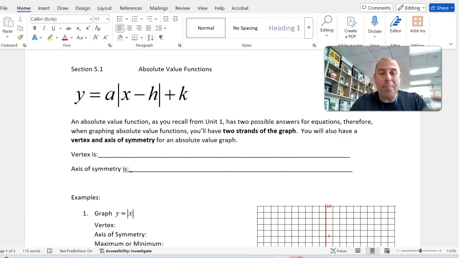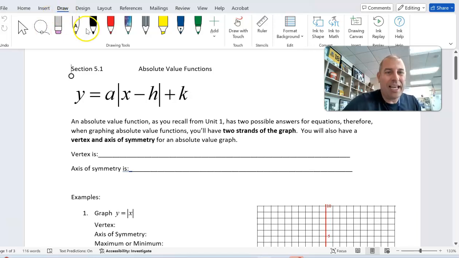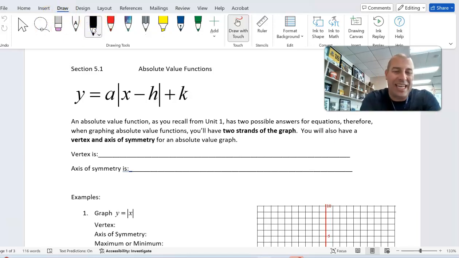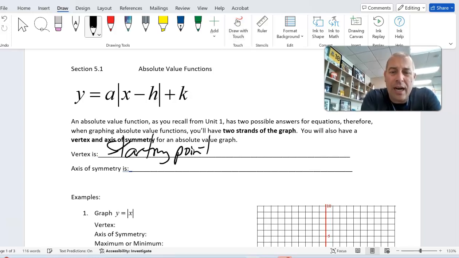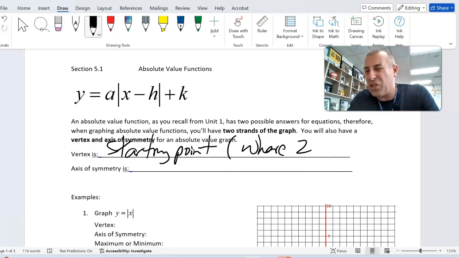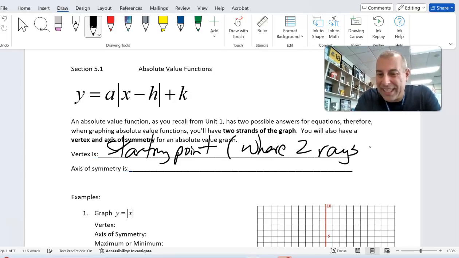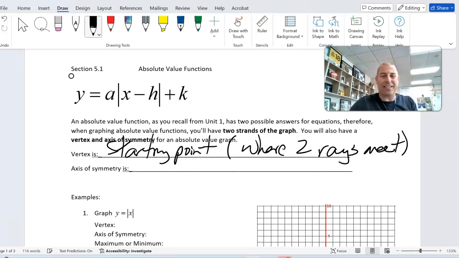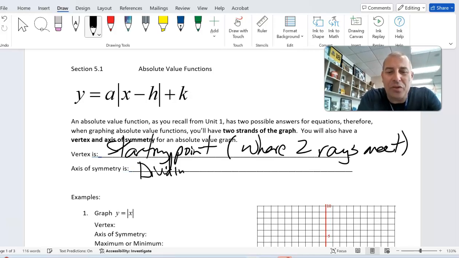When we're talking about your vertex here, your vertex is kind of like the starting point. It's where the two meet. So we can say starting point. We can also say it's where the two strands, they kind of look like rays, are going to meet. Whereas your axis of symmetry ends up dividing the graph into two equal parts.